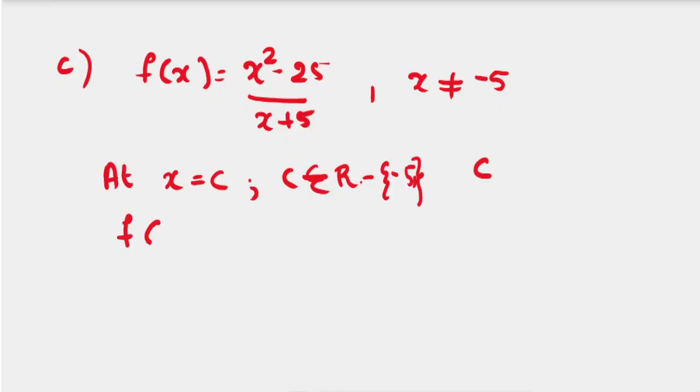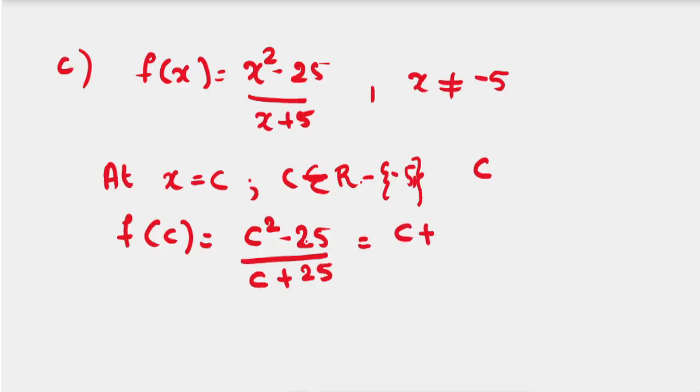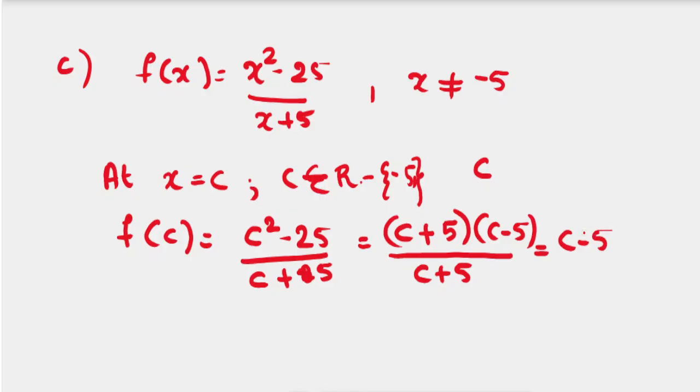First we'll see f of c. In this function put x as c, that is c square minus 25 divided by c plus 5. What is a square minus b square? A plus b times a minus b. So this is c plus 5 times c minus 5, and in the denominator we get c plus 5. So finally we get this as c minus 5.